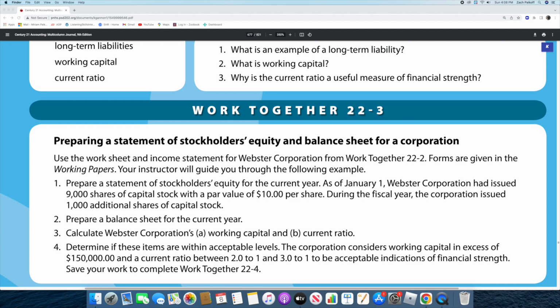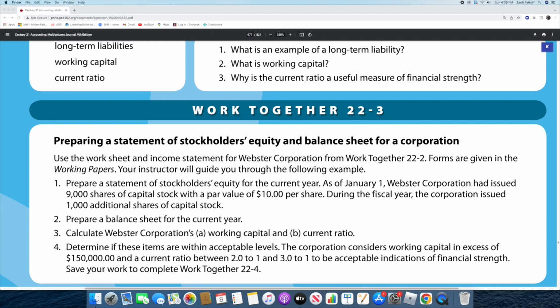Number 1. Prepare a statement of stockholders' equity for the current year. As of January 1st, Webster Corporation had issued 9,000 shares of capital stock with a par value of $10 per share. During the fiscal year, the corporation issued 1,000 additional shares of capital stock.